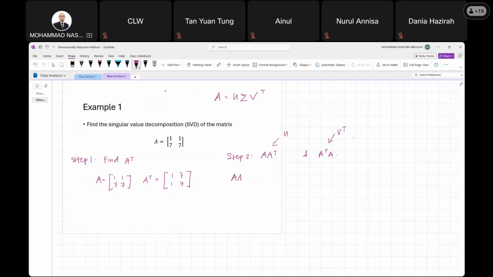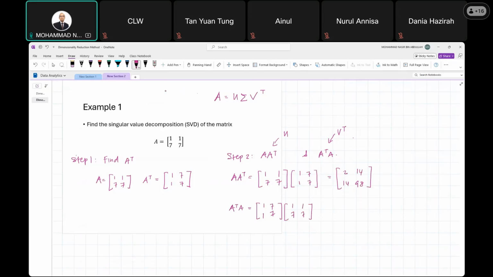So A A transpose is equal to 1, 7, 1, 7 multiplied with 1, 1, 7, 7. This one should be equal to 2, 14, 14, 98. The second one, A transpose A: 1, 1, 7, 7 multiplied with 1, 7, 1, 7. This one should be equal to 50, 50, 50, 50. Okay. This is the second step.